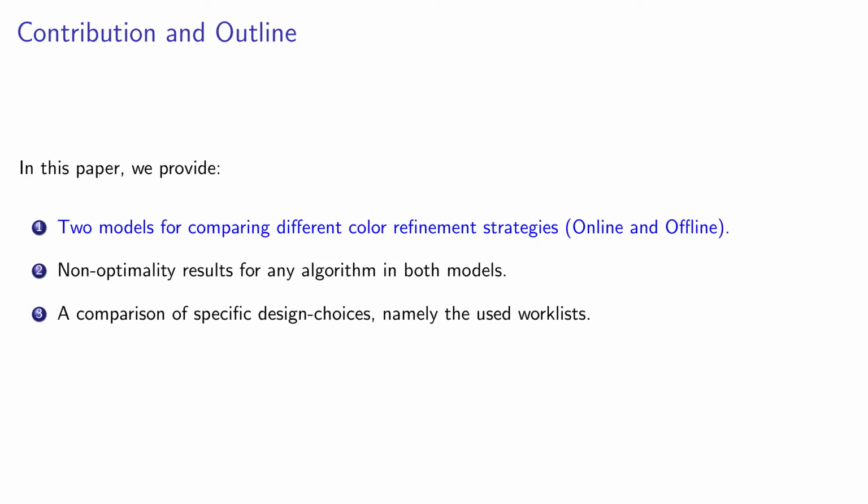Based on these questions, we provide the following results in our paper. First, we define two models for comparing different color refinement strategies, an online model and an offline model. Then, we give non-optimality results for any algorithm in both models. And lastly, we do a comparison of specific design choices in practical algorithms, namely the used worklists. To be more precise, we show that there is actually no optimal color refinement implementation within our models, so the considered design choices are a complex problem with no definite answer.